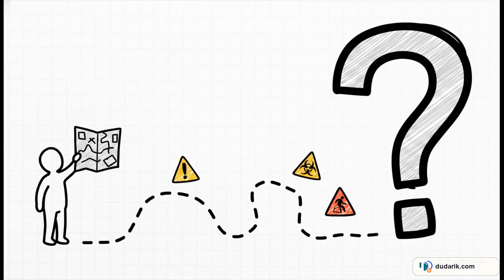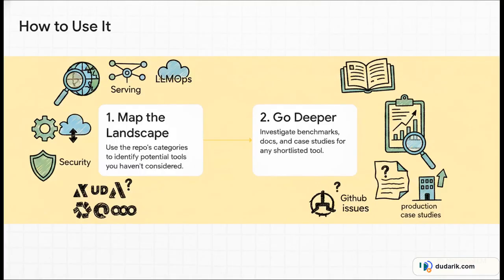So, with all those caveats in mind, what's the verdict? What's the right way to actually use this thing? It really comes down to a simple two-step process. Step 1, use the repo to map the landscape, just like we've been saying. Look at the categories that matter for your project, serving, LLMOps, security, whatever, and just identify the players. The goal here is to answer the question, what tools are out there that I haven't even heard of? Then step 2, go deeper.